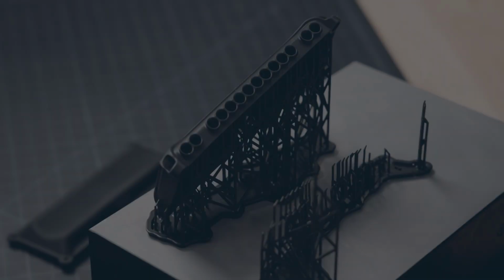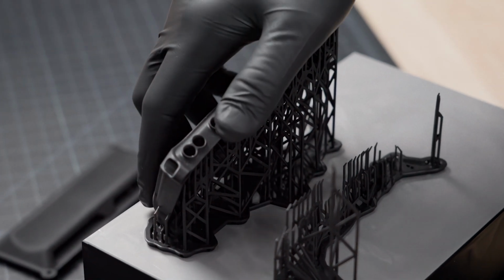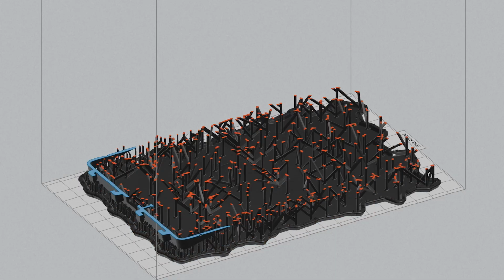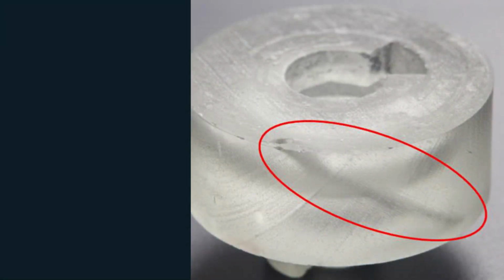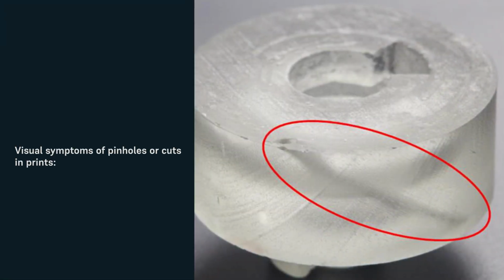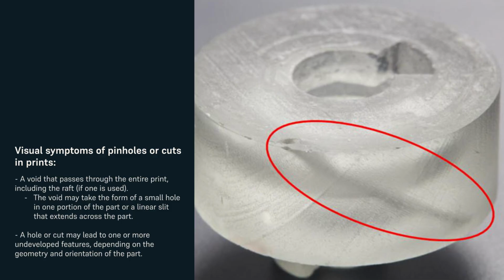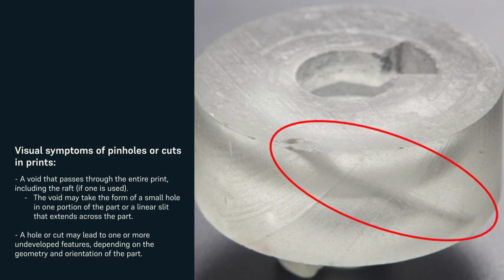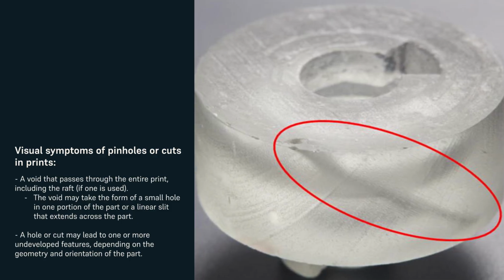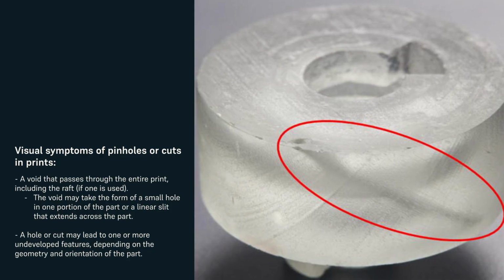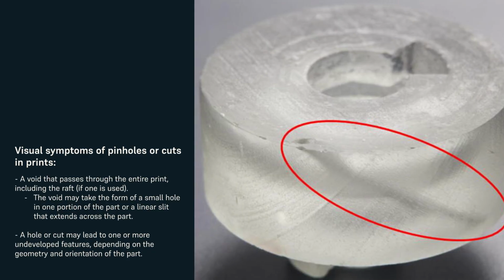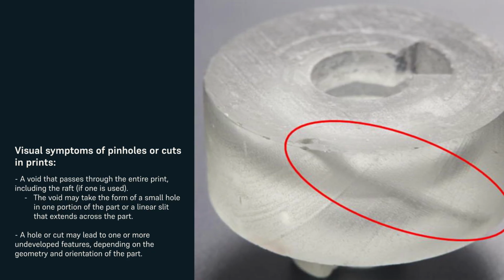A pinhole or cut describes a print defect in which a small region of the part does not form. This void can take the form of a small hole, a tunnel that runs through the part, or a slit that cuts through the part. These are some visual symptoms of pinholes or cuts in prints. A void that passes through the entire print, including the raft, if one is used. The void may take the form of a small hole in one portion of the part, or a linear slit that extends across the part.